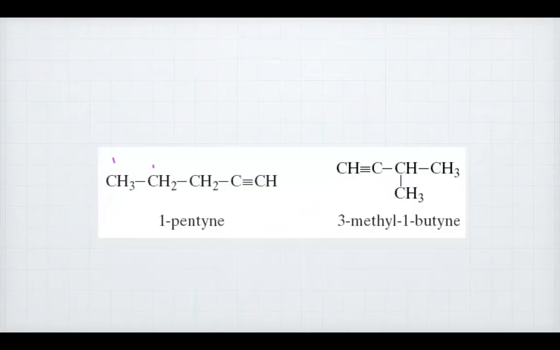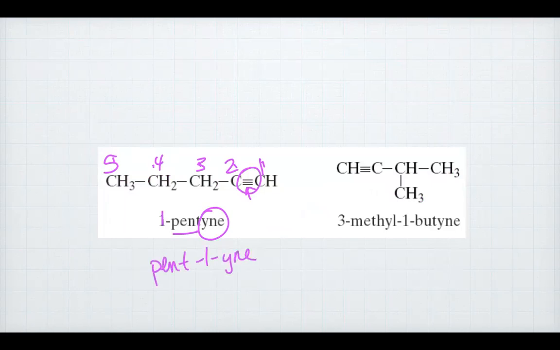Okay, so 1, 2, 3, 4, 5. 5 is pent. Triple bond means yne. And of course, you start counting from right to left to give your triple bond the lowest number, 1-pentyne or pent-1-yne. And this one, straight across, because you have to include the triple bond. 4 is but. We're going to start numbering from the left to give our triple bond the lowest number. So it's 1-butyne. And this is a methyl group on number 3, 3-methyl-1-butyne.